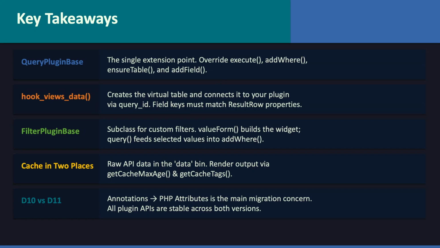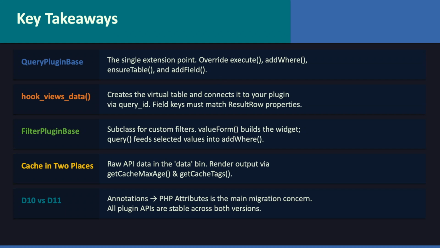So again, to wrap up, the key parts of this: you have a query plugin base, which is what you're extending. The biggest thing is you're overriding the execute function there, and there are several other functions that you need to reference as well. You have a hook, which is creating the virtual table, and that connects your plugin via the query ID, and you have to make sure that all the keys for the rows and the tables match up to the result row properties, and that's where that all gets mapped, in that module file.